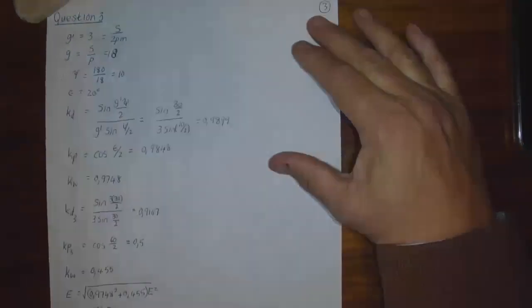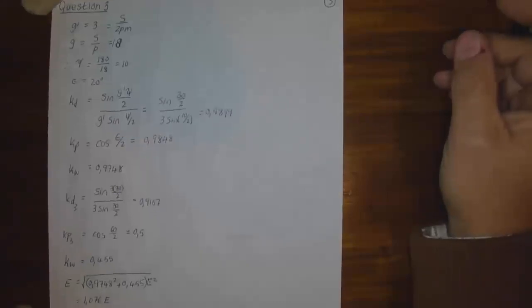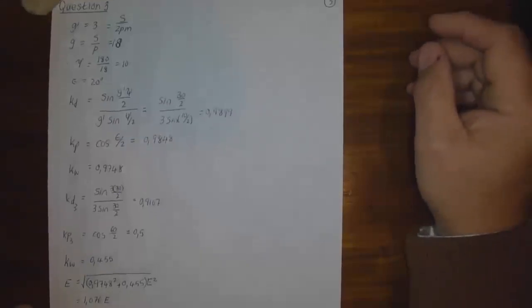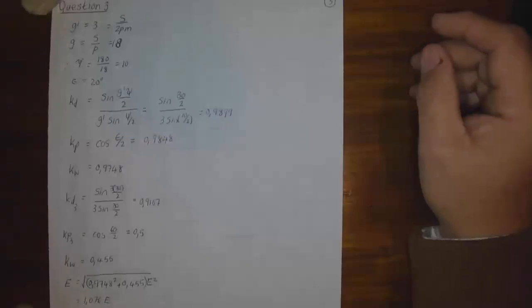Right, let's go on to number 3. There we have the number of slots per pole per phase is 3. And then the number of slots per pole is 18. And therefore, our slot angle is 180 divided by 18 gives us 10 degrees. It's coil pitched by 2 slots, therefore epsilon is 20 degrees.